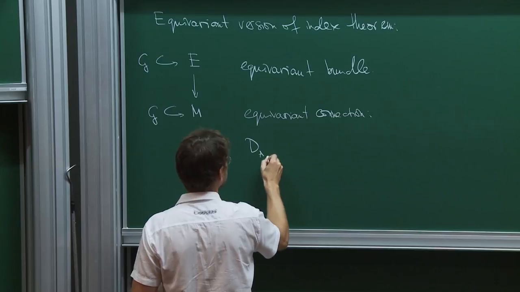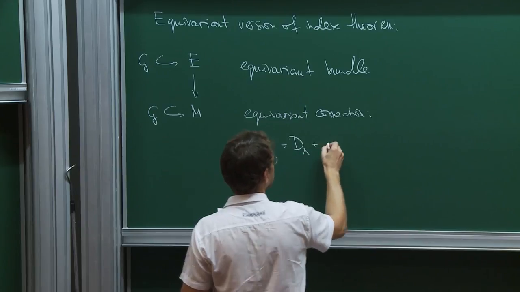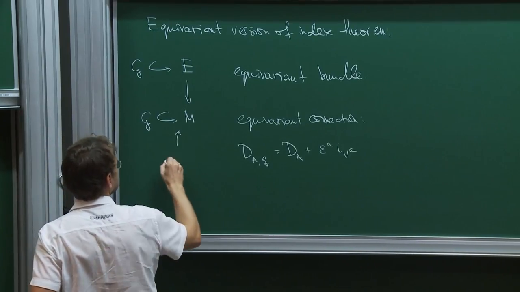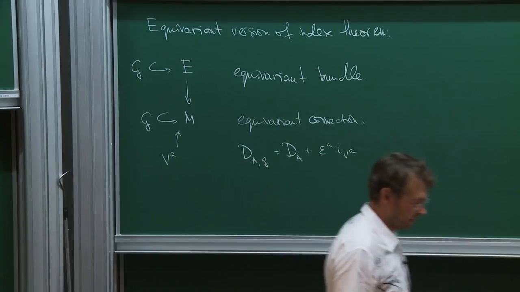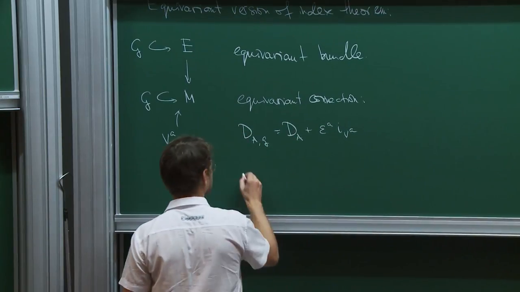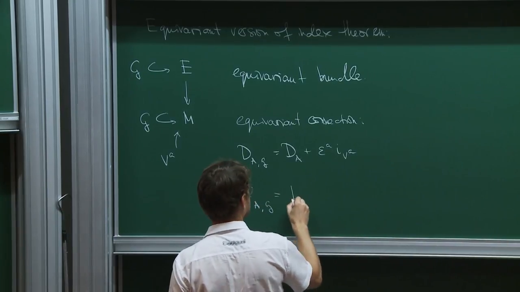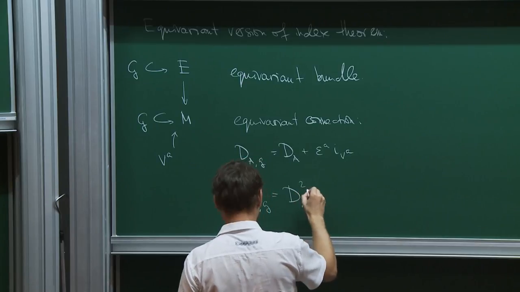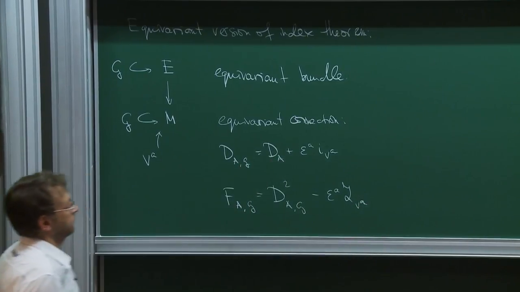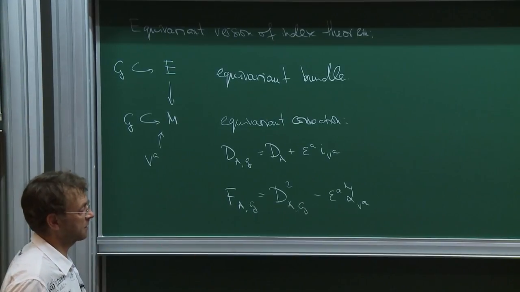Typically, I will use, for example, this thing. It's a usual connection plus some formal term, so my V^a. I have a vector field V associated to this. So this would be the equivariant connection. And then my equivariant curvature will be F_G. In localization, when we discuss gauge theories, I will tell you more concretely what's actually appearing.